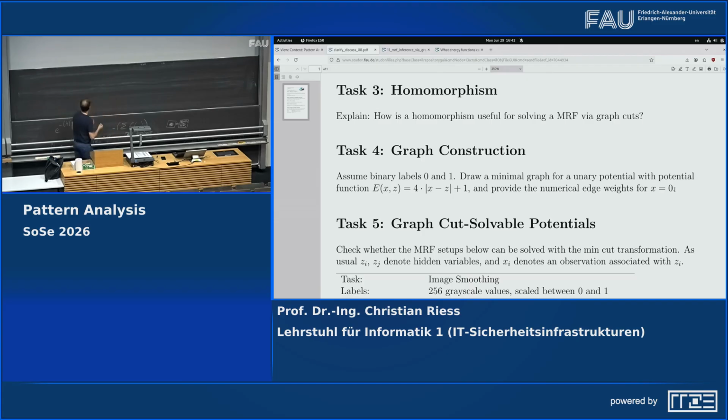Okay, so we have a function E(x, z) equals four times (x minus z) plus 1. And the observation for this hidden variable is 0. And we have binary labels. So we seek this little graph snippet for a unary potential that encodes this cost function. What does it look like?